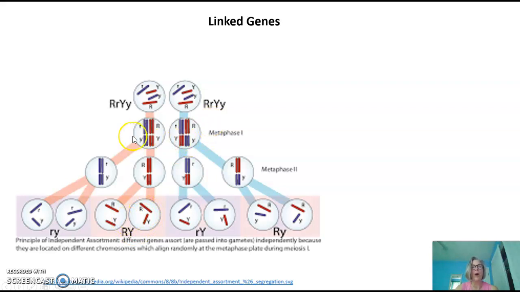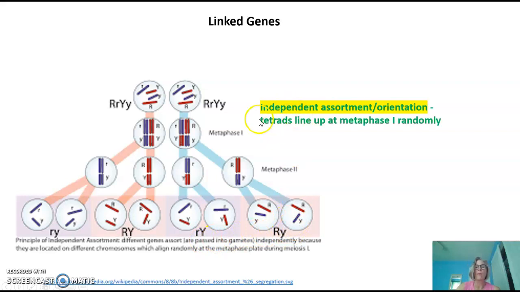Alternately, here at metaphase 1, the homologous chromosomes could line up so that one of the dominant alleles was on one side and one of the recessive alleles was on the other side. In this way, after the first division, each of the cells would have one dominant and one recessive allele, and then when the four gametes were produced, they would each be heterozygous. The chances of them lining up one way or the other are completely random, and we refer to this as independent assortment or independent orientation.